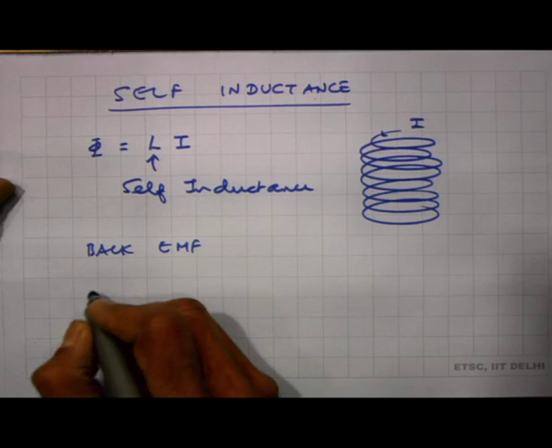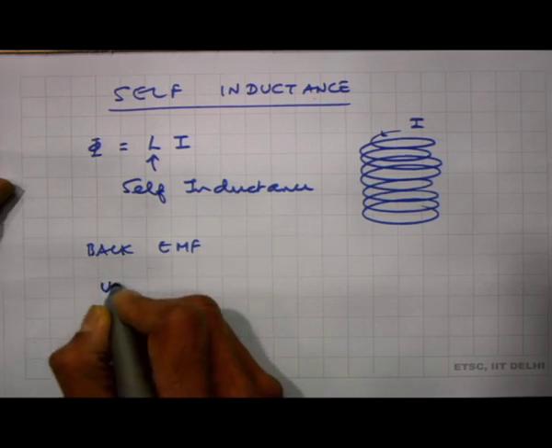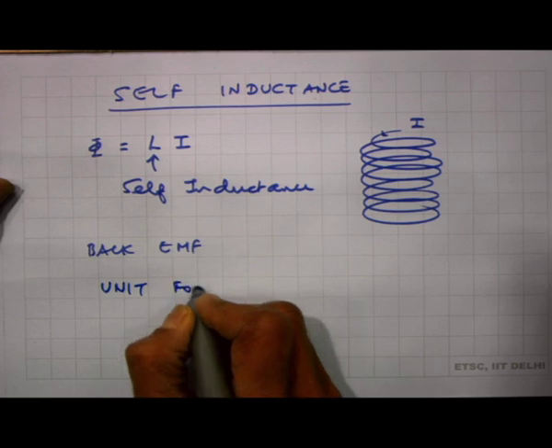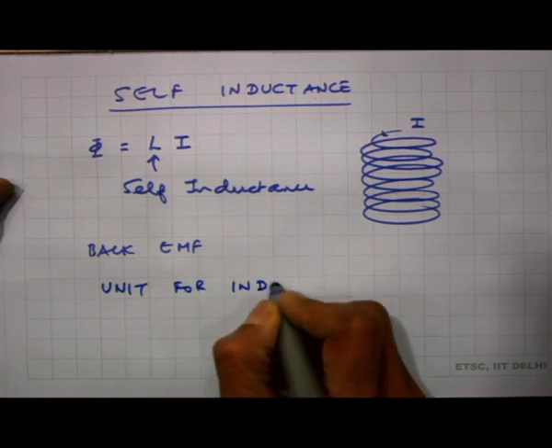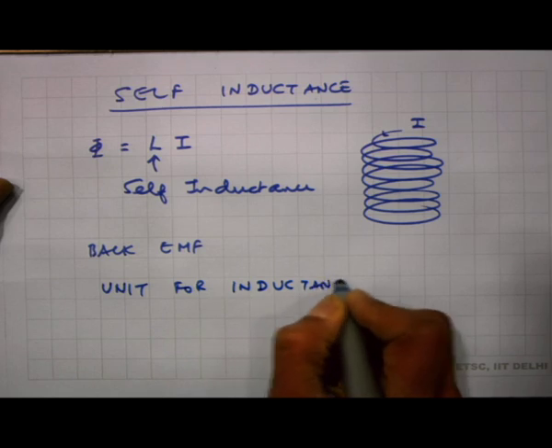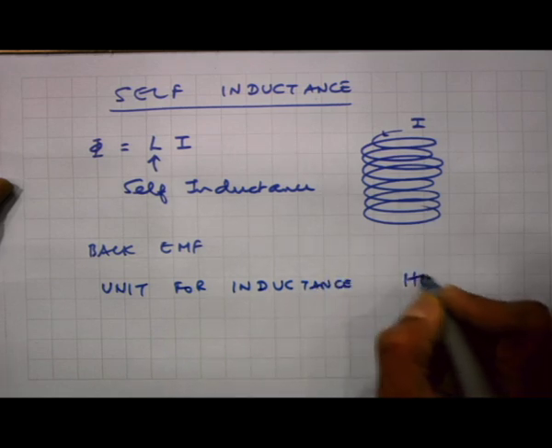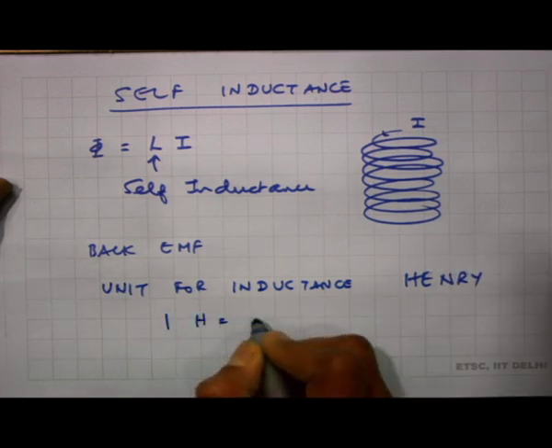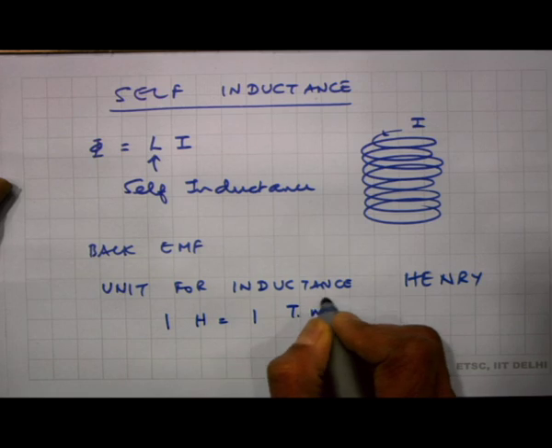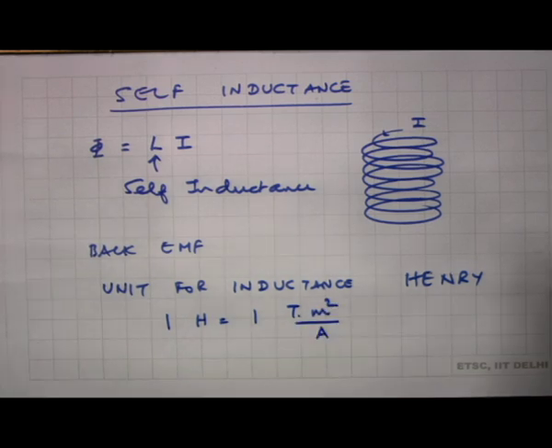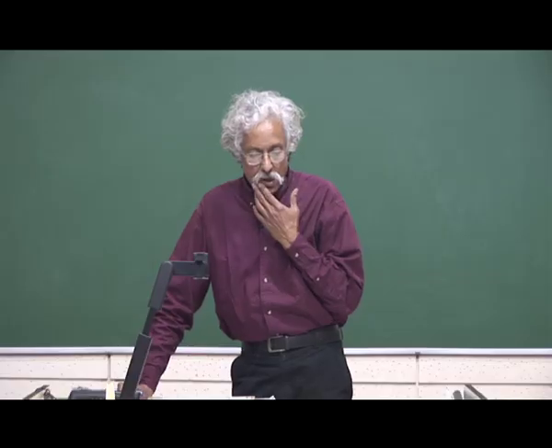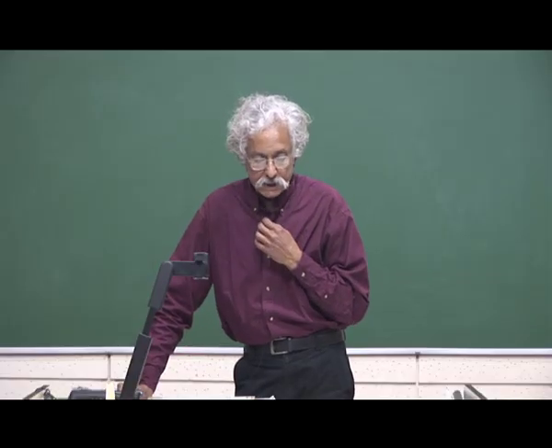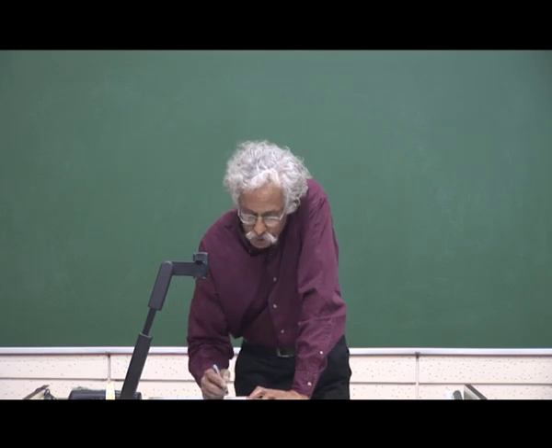Also remember, the unit for inductance is Henry. 1 Henry is equal to 1 Tesla meter square by ampere. It is an SI unit, and I want to discuss one more example of a toroid.